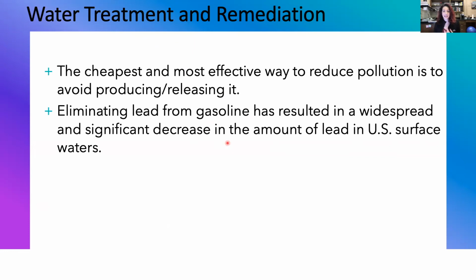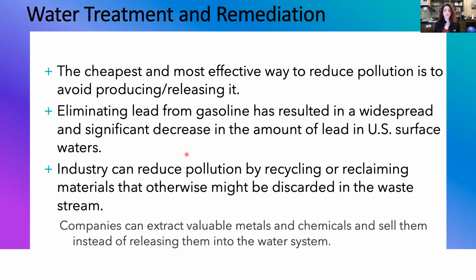So careful handling of oil and petroleum products can actually also greatly reduce the amount of water pollution caused by those materials. And industry can reduce pollution by recycling or reclaiming materials that otherwise might be discarded in the waste stream. And this is probably also beneficial for those companies because they can extract valuable metals and chemicals and then sell them instead of releasing them back into the water system. So in this way, it's definitely a win-win.